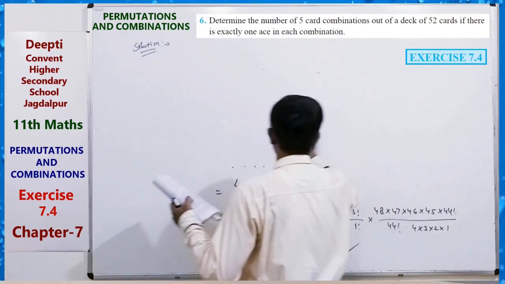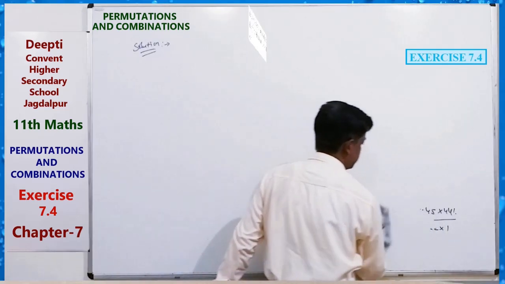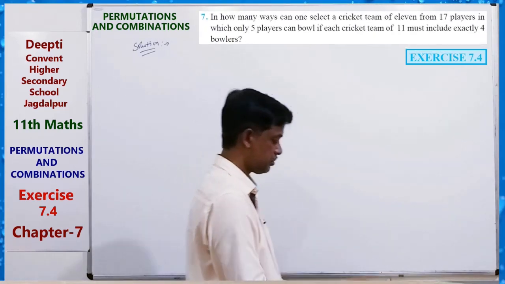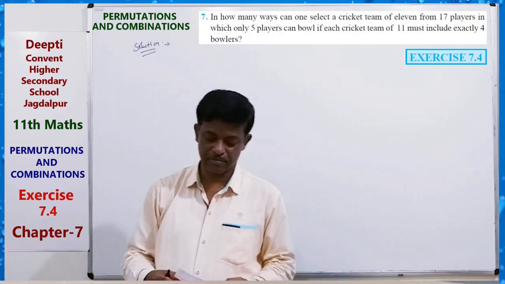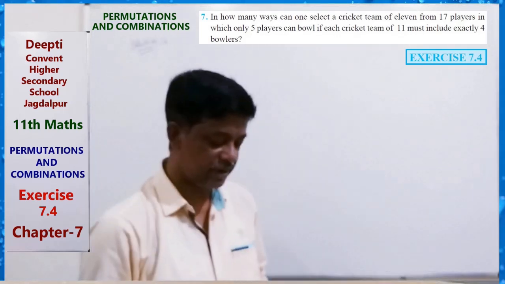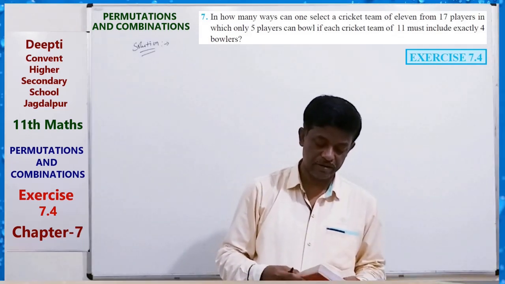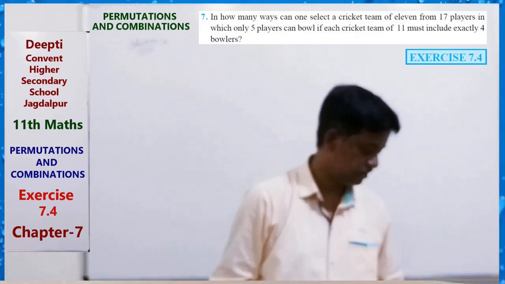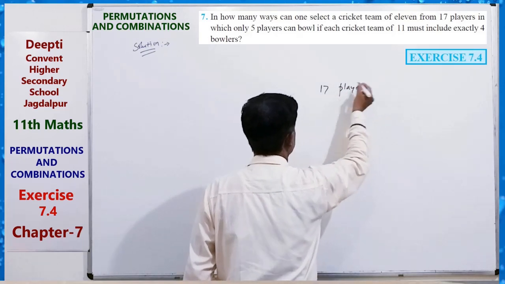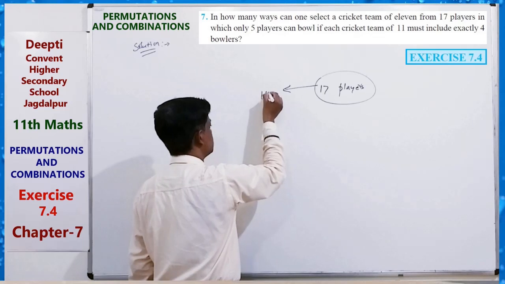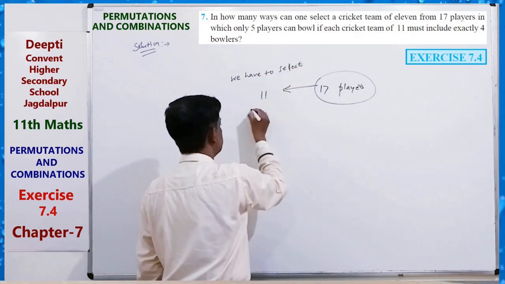Now take question 7. Okay. Question 7 is: in how many ways can one select a cricket team of 11 from 17 players in which 5 players can bowl, if each cricket team of 11 must include exactly 4 bowlers? So here there are 17 players, out of this we have to select 11 players.